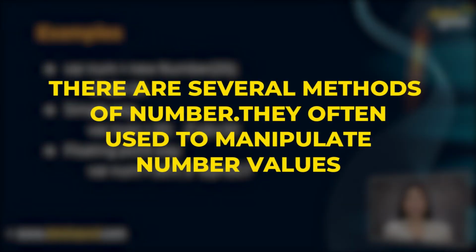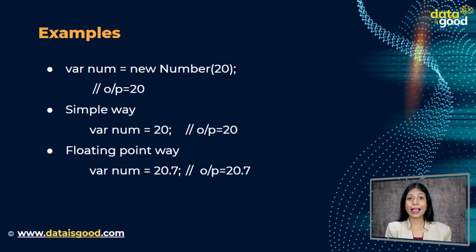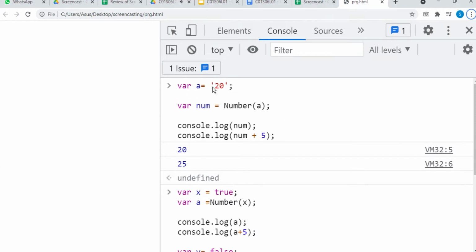So there are several methods of number. They are often used to manipulate number values. Now let us look at some of the methods which make manipulation and modification of numbers easier. Number(). The Number method converts a string into a number. Example: after creating a variable x, we assigned a string value 20 to it. Using the method Number, the string is converted into a number and stored into num. We displayed the output of num and num plus 5. Since num is converted to a number, we can do addition on it.